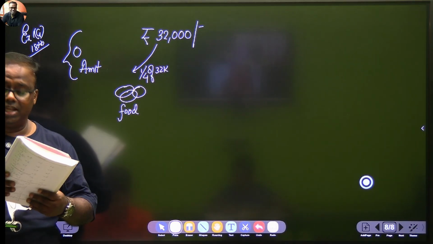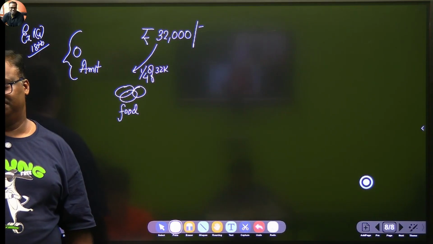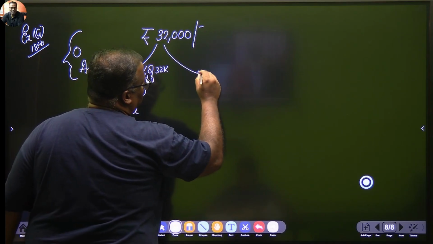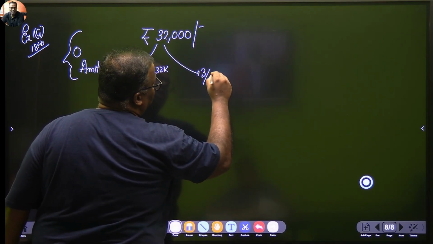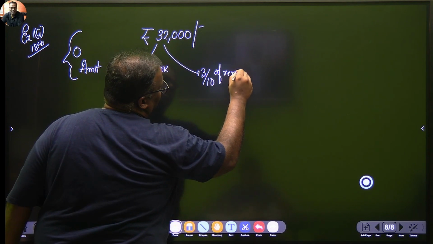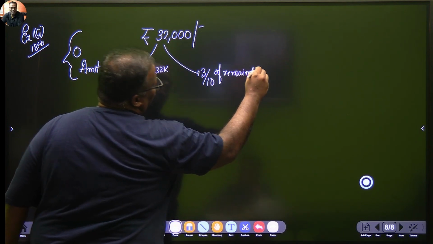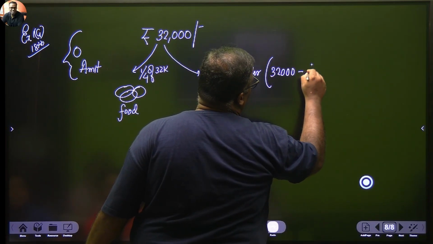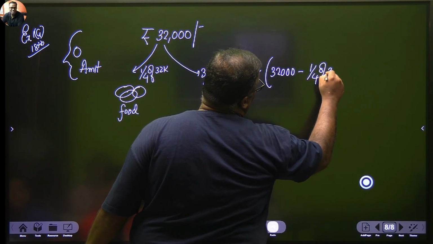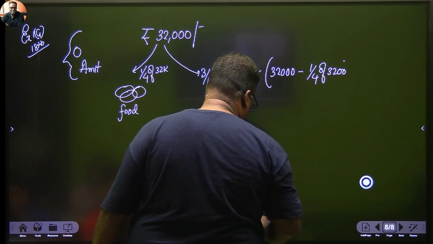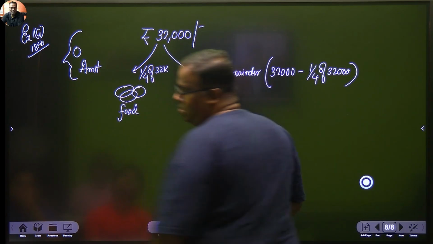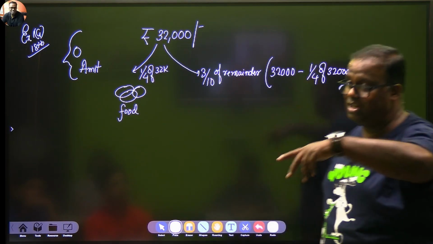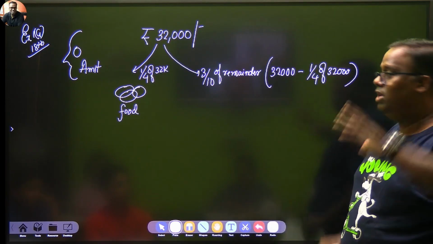Then 3/10 of the remainder. Wait, after spending that much, 3/10, very good, 3/10 of the remainder. What is the remainder? 32,000 minus 1/4 of 32,000. We will go like idiots. An idiot never dies, always remember that. Very basic. And as he said, 3/10 of 3/4. 3 is very nice. 3/10 of 3/4.